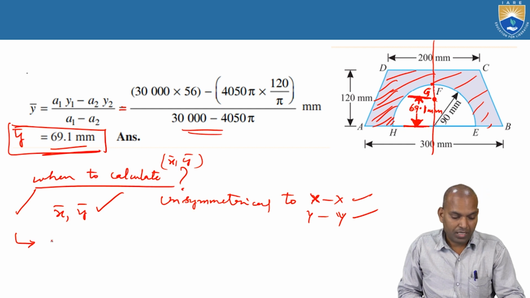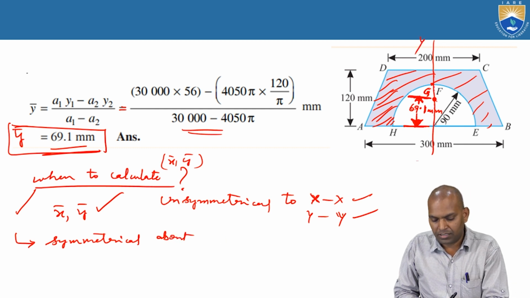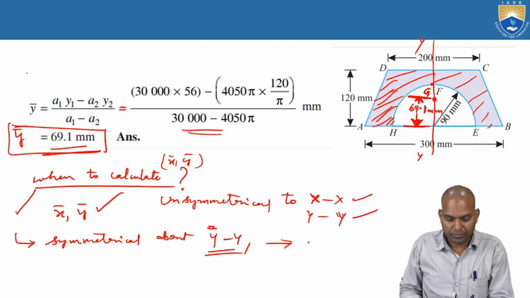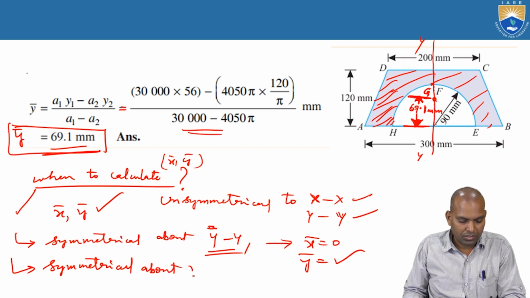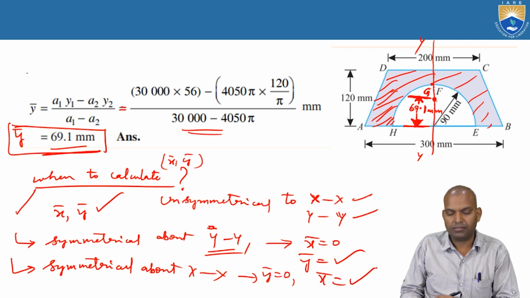The next is, if the plane is symmetrical about the vertical axis, that means the yy axis, then what is to be calculated? If it is symmetrical about axis yy, that means bar x equal to 0, we have to calculate bar y. If the plane is symmetrical about the horizontal axis xx, that means what will happen? Bar y equal to 0, you have to calculate bar x.